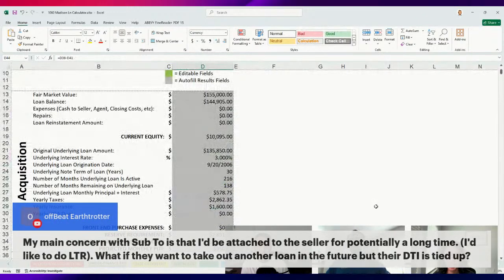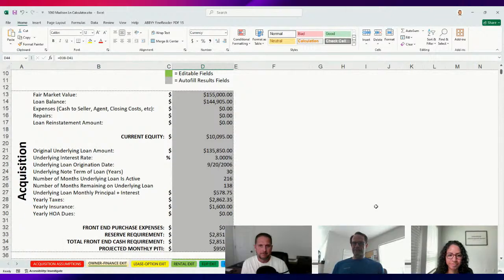This is a question that I hear a lot. So when it comes to sub two, since you'll be taking over that loan and theoretically attached to that seller for a period of time, what happens if they want to take out another loan in the future? Wouldn't their debt to income ratio be tied up? Yeah, that's a good question. I'll take this one if that's all right, Jeff. Go for it. We actually just had this on a sub two deal. We had the original borrowers on the loan asking about that.